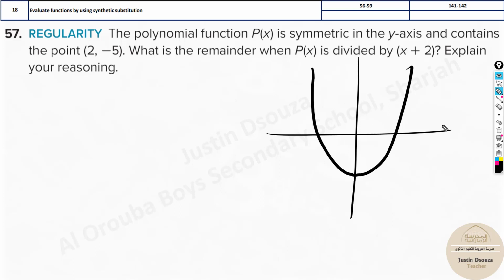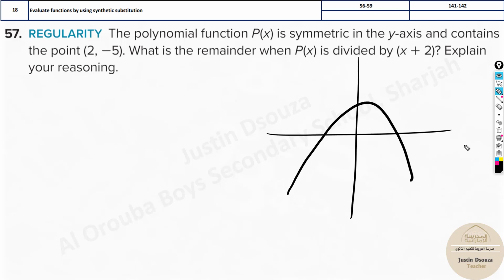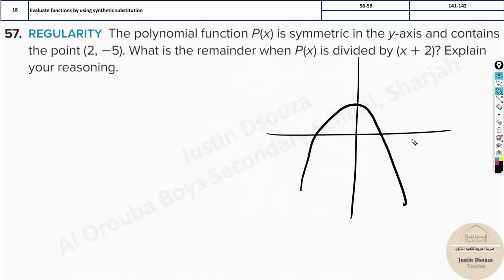Okay, my bad. Whatever I did is wrong. I'll do something like this, okay? Now, I'm not sure about this, but it might be like this itself. But anyways, this is more convenient. Anyways, imagine this is 2. x is 2, and it'll be minus 5 here, okay? This is minus 5. This point is there. 2 and minus 5. What is the remainder of p of x when it's divided by x plus 2?